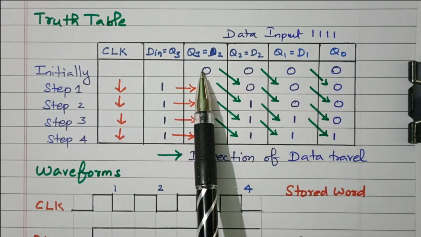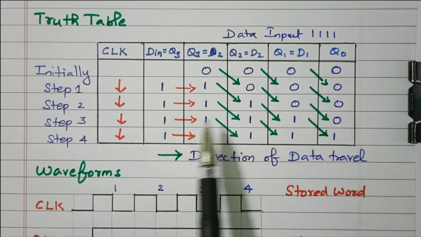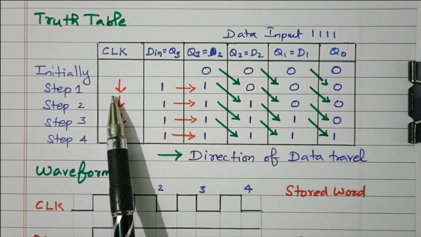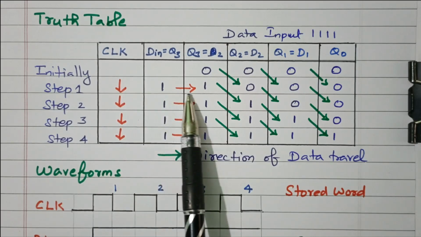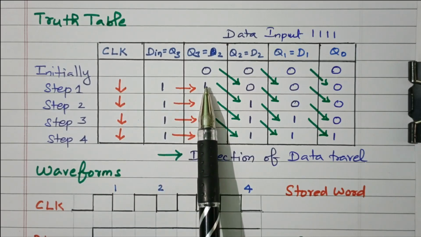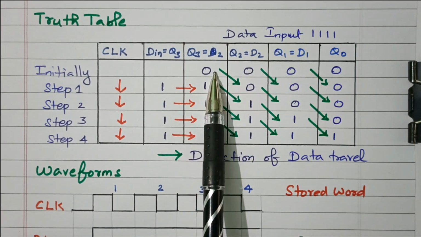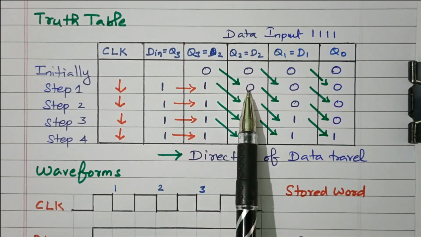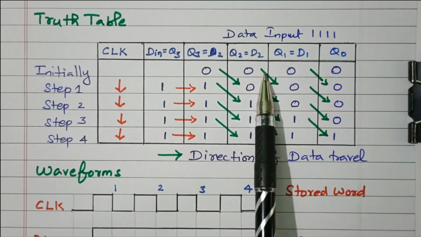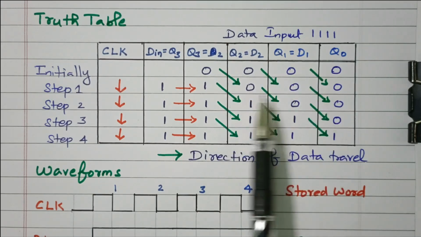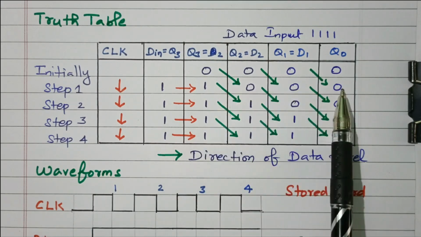Initially all the values are 0, 0, 0. In step 1, during the first clock pulse, 1 is applied. So this 1 goes to Q3, and the data available here is moved to the next flip-flop. So this 0 is applied here, this 0 is applied, this 0 is applied. So it becomes 1 0 0 0.